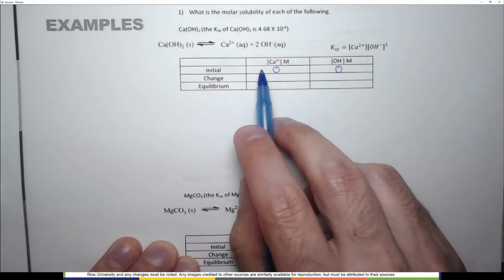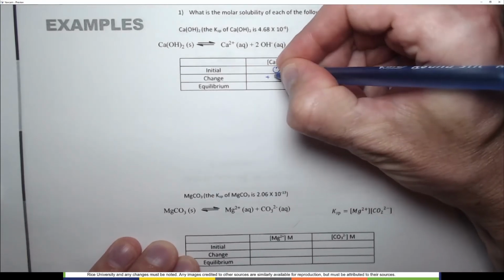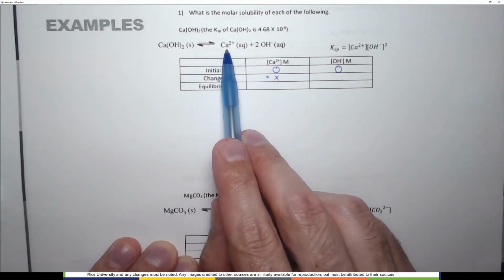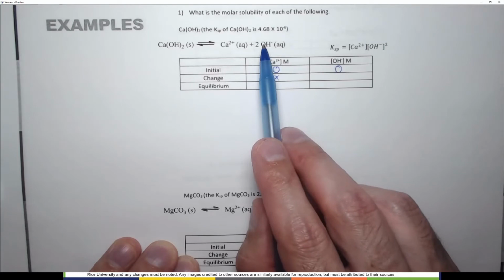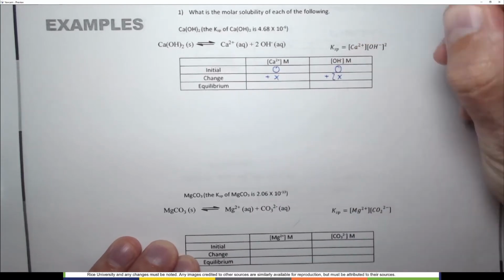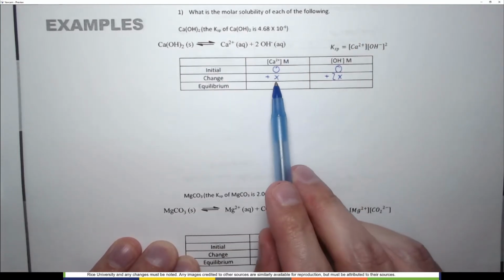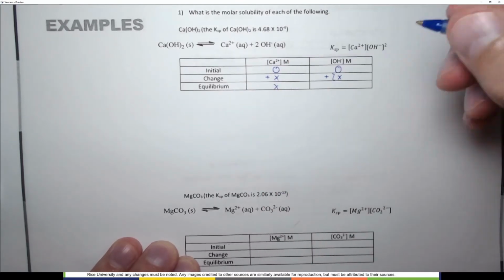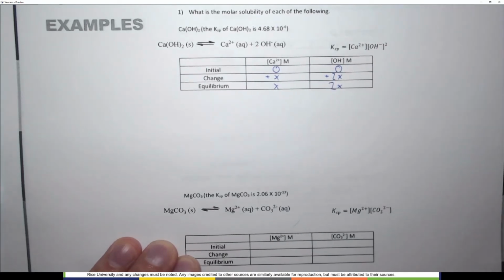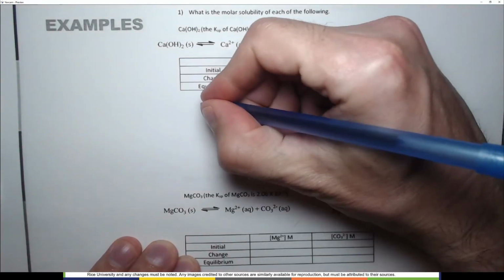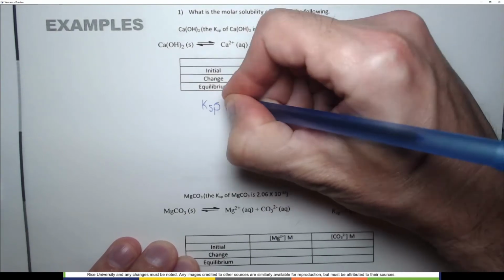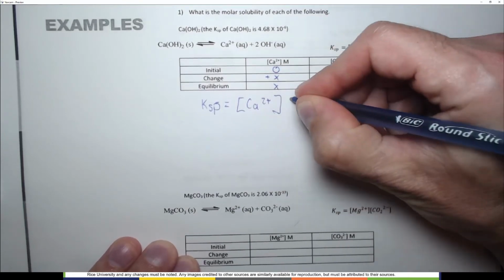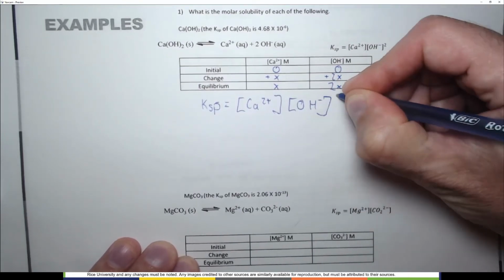In this case, we don't know how much we're going to get. We're going to get X of Ca2+. But notice the stoichiometry. If we get X of this, we must get 2X of this. Why? Because for every one of these we get 2 of these, or said another way, if we get X of this, we get 2X of this. At equilibrium, we have X of this and 2X of this. So now we can write the KSP expression, which was actually given to us, so I guess we don't need to rewrite it, but Ca2+ times OH minus squared.